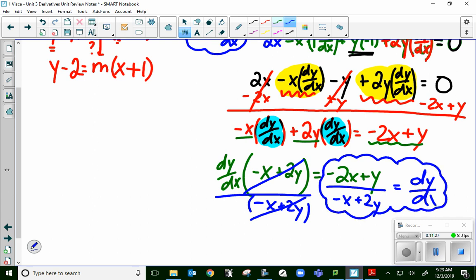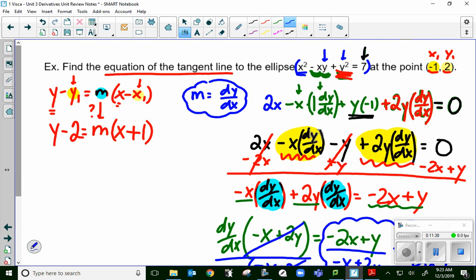Most of the time with calculus, when we find the slope, we have an x value to plug in, and we plug it in and we get our number. But here I need an x and a y. If only I had an x and a y. I do. It's right here. My x is negative 1 and my y is 2.